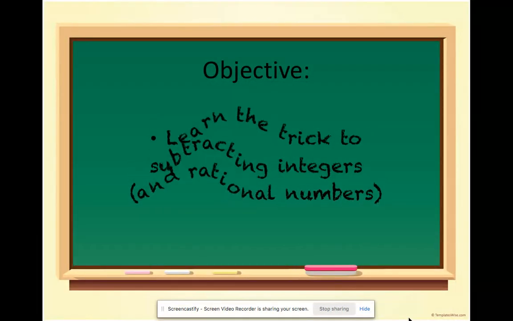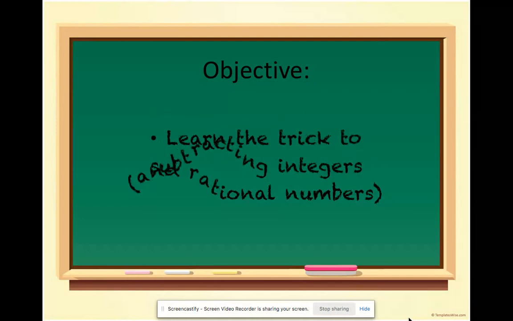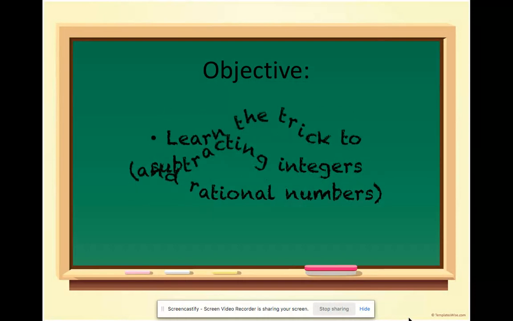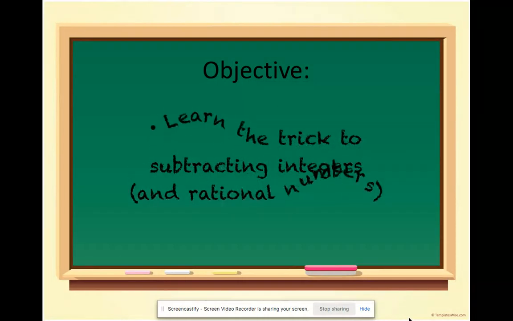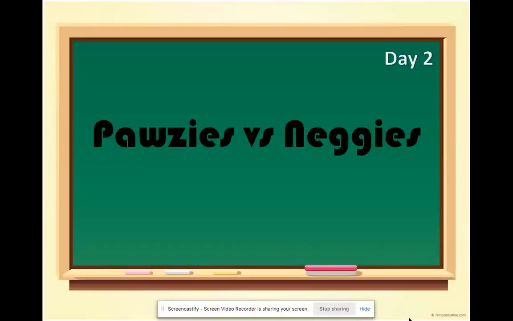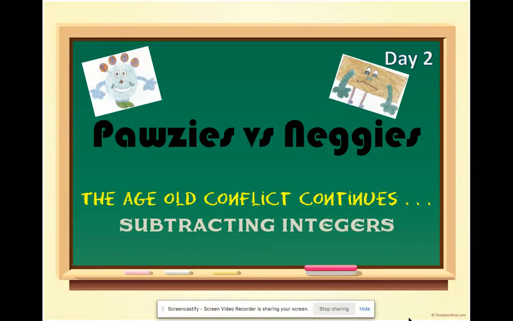So, again, rational numbers are just fractions and decimals, and it's the evolution of numbers. They get more and more complicated. As we progress through the second half of topic A, you're gonna be working with fractions, adding, subtracting, and decimals, adding, subtracting, which hopefully you remember how to do. Now, remember our story with Pawzies versus Neggies. It's an age-old conflict that goes back many years, beyond my age and Mr. Berkey's age put together.